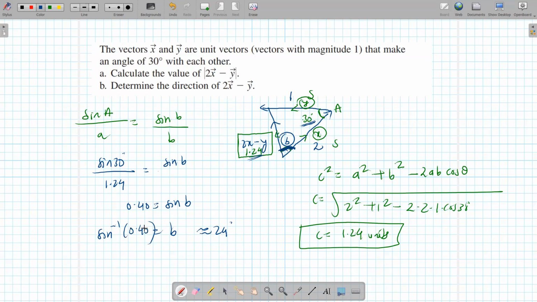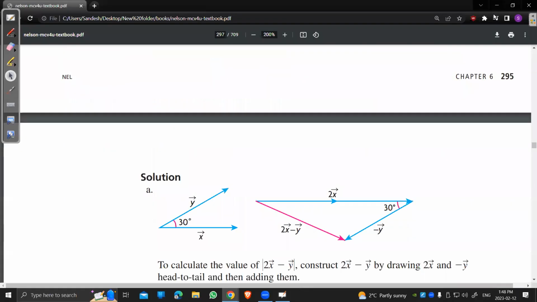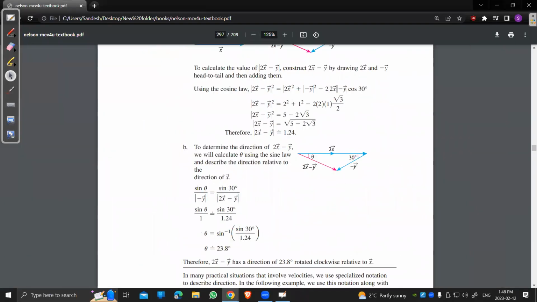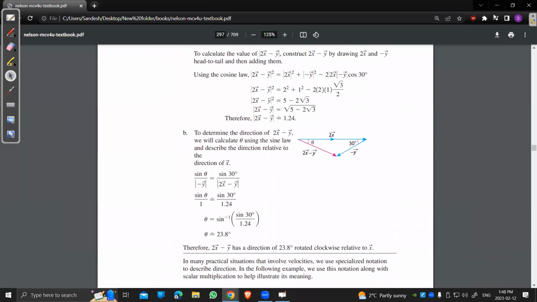Cool? Again, this is the same thing that we did before. The added component now is the sine law, because they're asking us for this angle down here. And that's what they got as well.